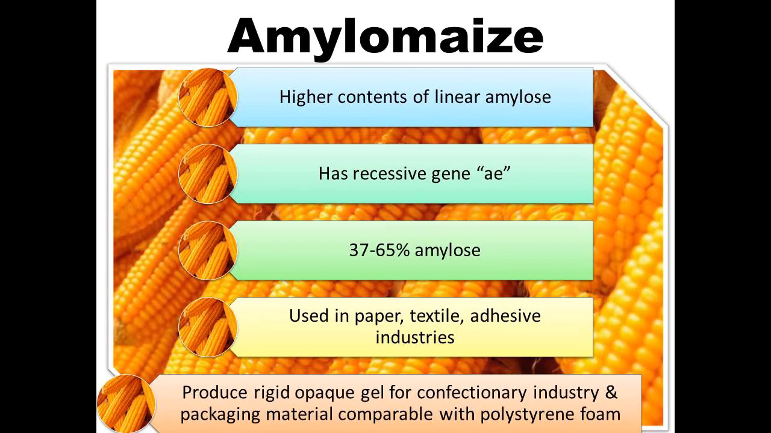The next type of maize is amylo maize, which has a higher content of linear amylose, and this higher amylose content is also due to the presence of recessive genes. The amylose content ranges from 37 to 65%. This type is very useful in the paper, textile, and adhesive industries. An opaque type of gel is produced from its grain, which is also suitable for the confectionery industry and for preparation of different packaging materials, which are comparable with polystyrene foam.